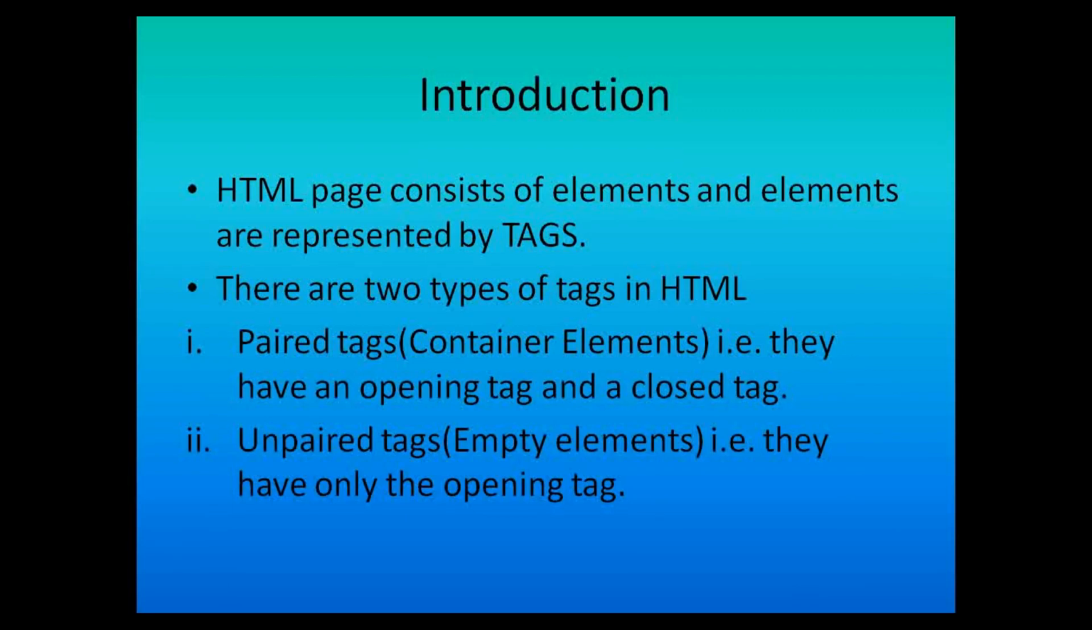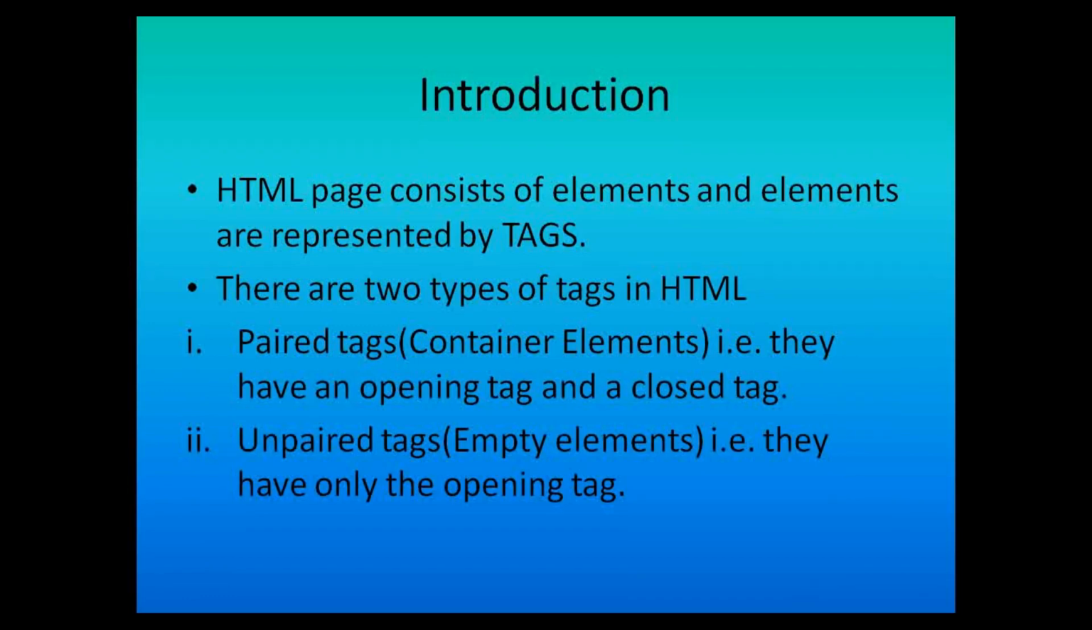Now while writing the tags of the web page, children, you need to remember there are two types of tags we'll be using in HTML. First ones are the paired tags, which are also called container elements. So these elements, they will contain an open tag as well as a closed tag. So whenever you want to enter certain information in the web page, the information will be entered using the paired tags, whereas the second type of tags are the unpaired tags, which we'll be calling them as empty elements. These tags will have only the opening tag and will not have a closing one.